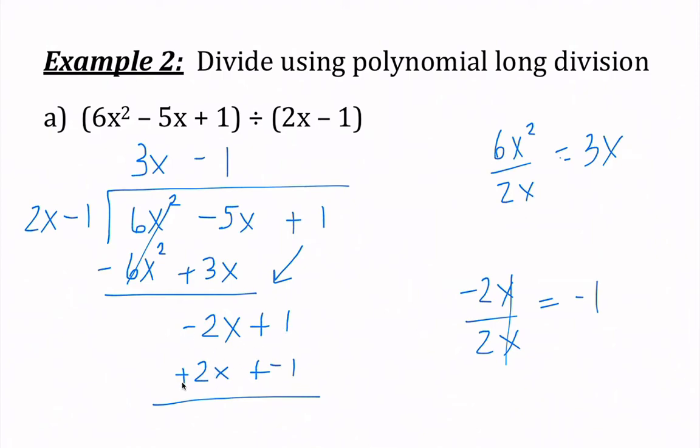A negative 2x and a positive 2x cancel. A positive 1 and a negative 1 cancel. So I know I have a remainder of 0, which means that 2x minus 1 goes into this perfectly. My answer is 3x minus 1.